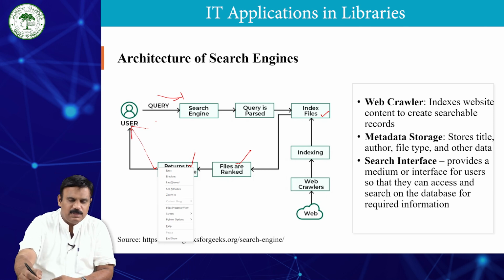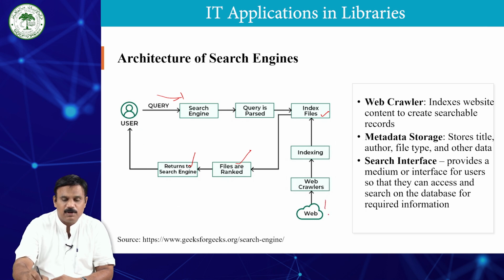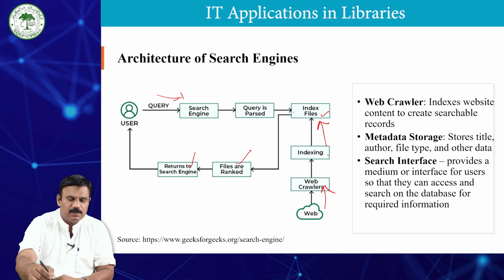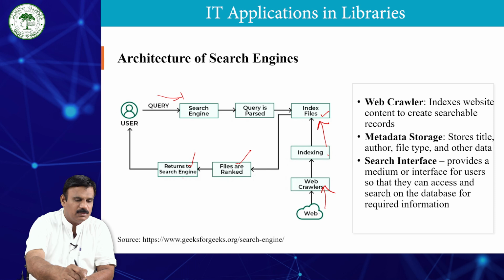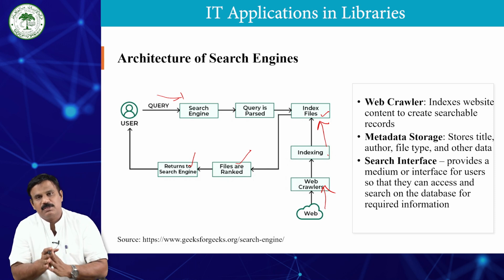Okay, in this process, how will the indexing files be there? From the web, the web crawler will index the content and keep it as an index file here. So from the index file, after the query is received, the processing will be done, the files will be ranked here and it will return to the user. So this is the architecture of a search engine.